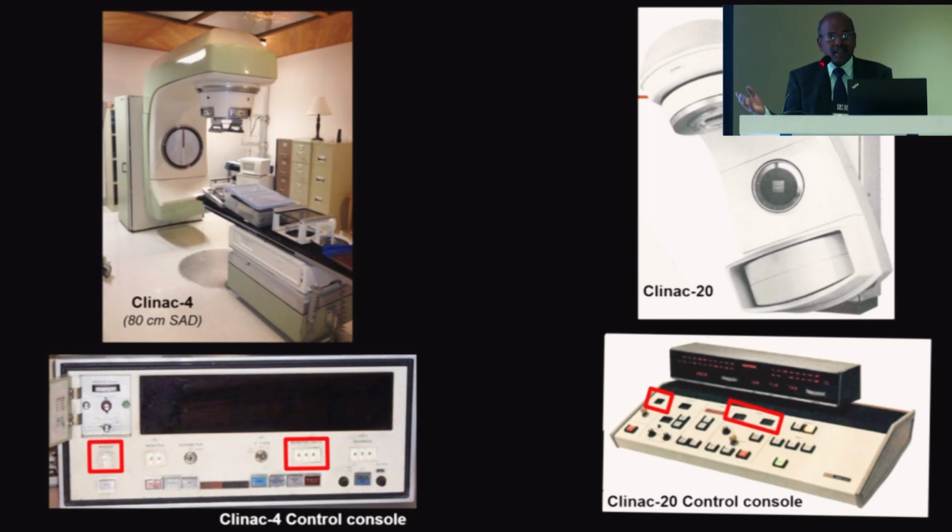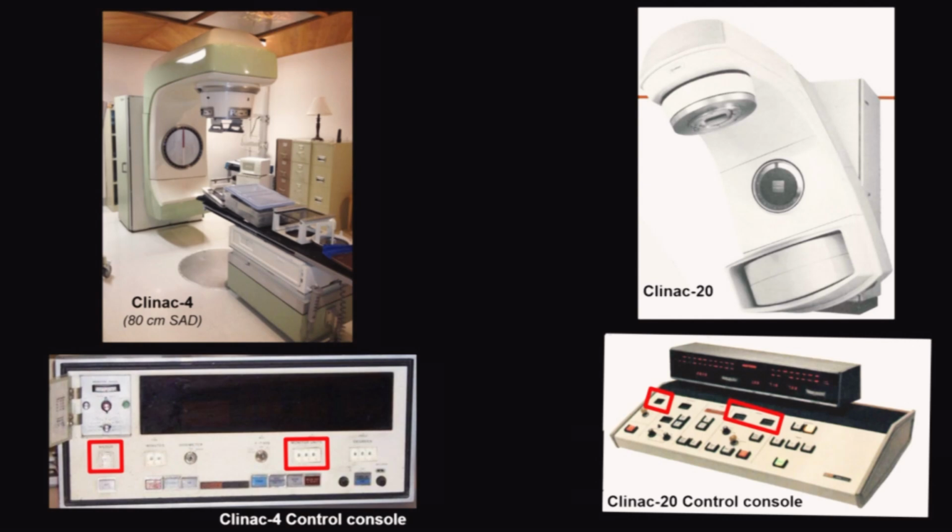So this is what I say: rudimentary machines. You can see the control consoles. They were made up of thumb wheels. If you had to set 129, you had to use the thumb wheel to set the MU. Instead of 129, if you set 921, there is no catch. The patient will be wrongly treated, and nobody can catch that error.